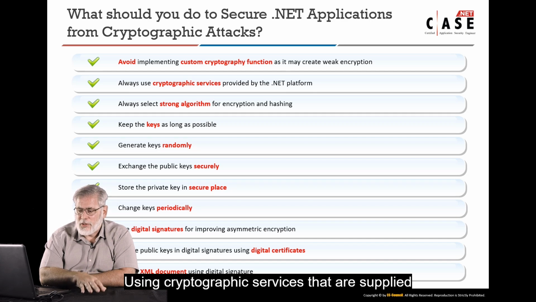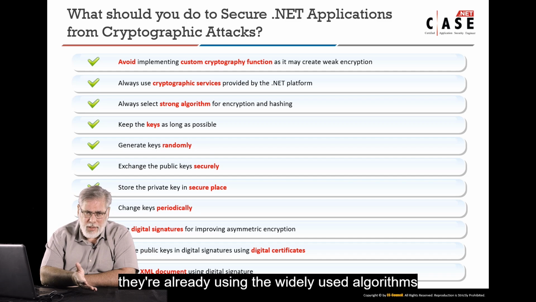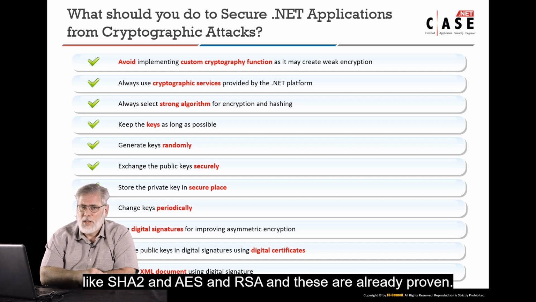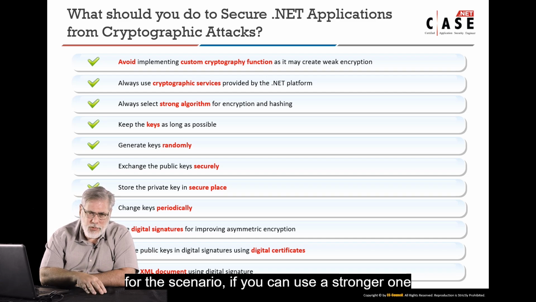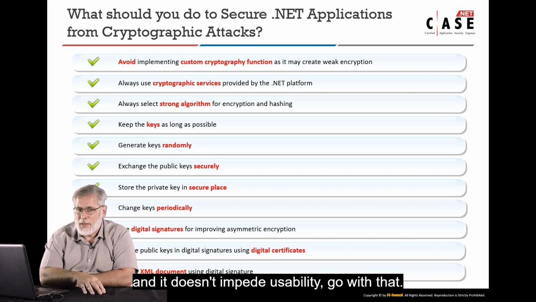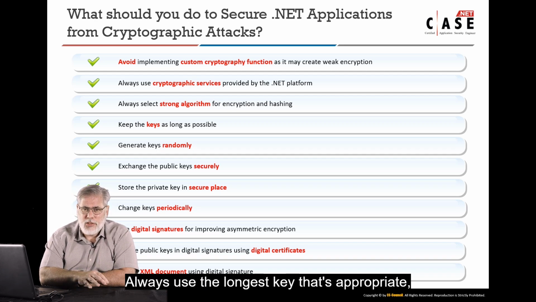Using cryptographic services that are supplied by .NET will help you in this regard. They're already using the widely used algorithms like SHA-2 and AES and RSA and things that are already proven. Always select the strongest algorithm you can for the scenario. If you can use a stronger one and it doesn't impede usability, go with that. Always use the longest key that's appropriate.